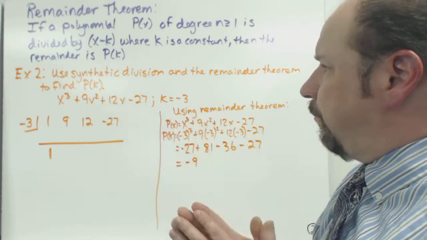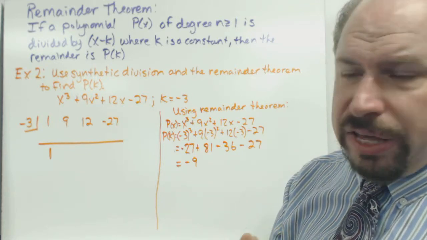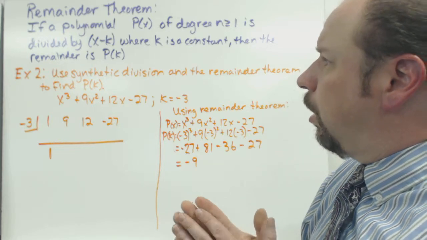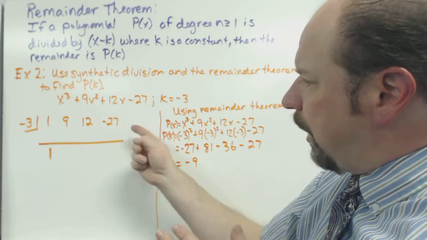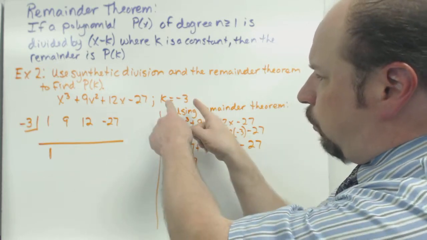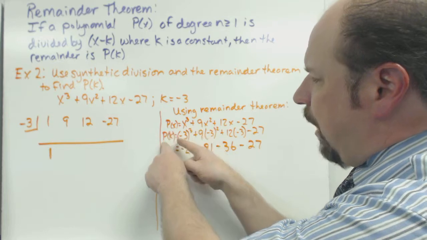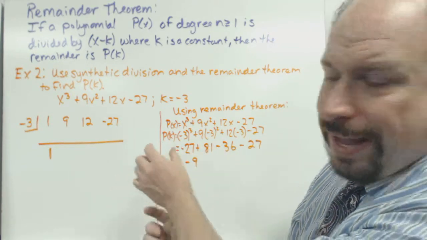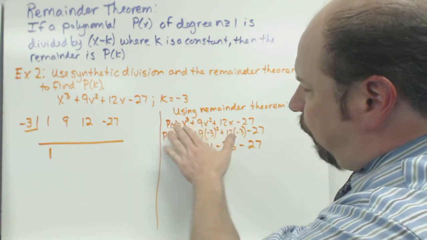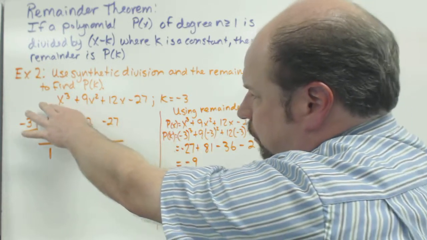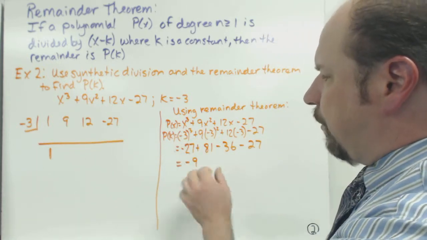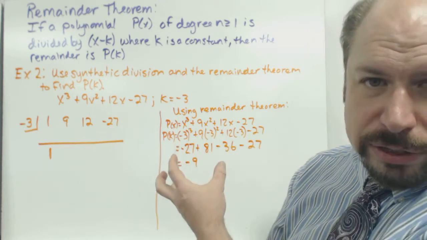So we're going to use synthetic division and the remainder theorem to find p of k. So what the remainder theorem is telling us is whatever the remainder ends up being here, that remainder should be the same as when we take this number and evaluate our polynomial at that value of x. Okay, so over here I have evaluated our p of x, call this p of x, x cubed plus 9x squared plus 12x minus 7. I'm evaluating that at -3.